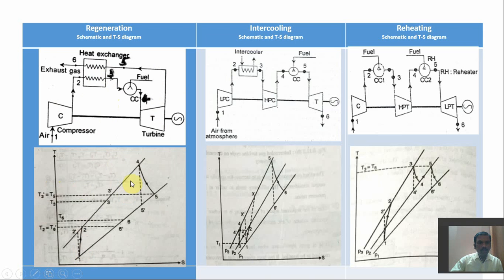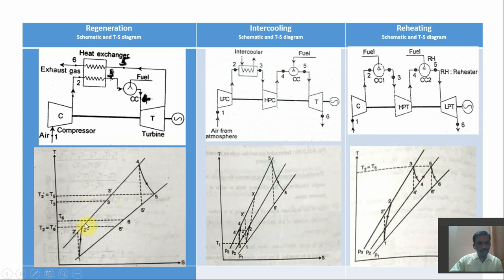If you plot this on a TS diagram, what will it be? 1 to 2 compression, 2 to 3. Now 2 to 3 is the actual process. Ideally in the regenerator the air should get heated not up to 3 only, but to the exhaust gas temperature from the turbine. So this becomes the ideal temperature T3 dash.